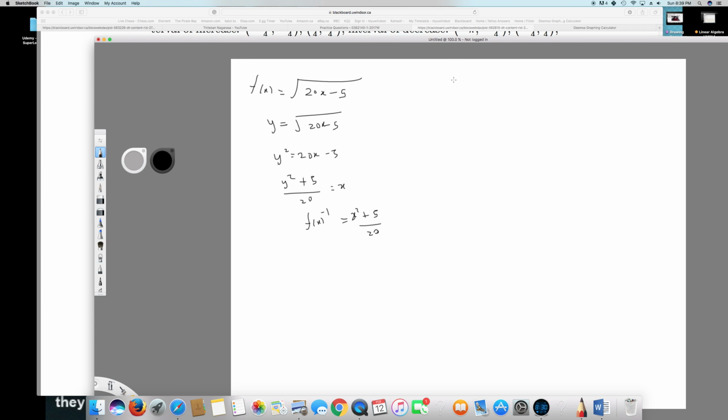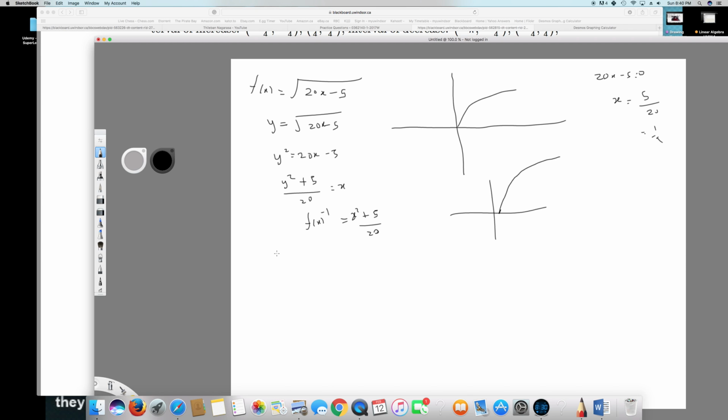So first of all, to find the domain and range, I have to know how the graph looks. For a function like f of x equal to root x, the graph will look like this. But in this case we have to be careful: whatever is inside the square root shouldn't be less than 0. So if we solve 20x minus 5 equal to 0, it's going to give us x equal to 5 over 20, which is equal to 1 over 4. So this graph is going to start from 1 over 4, because that's where it should start.